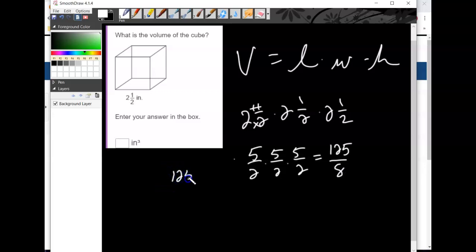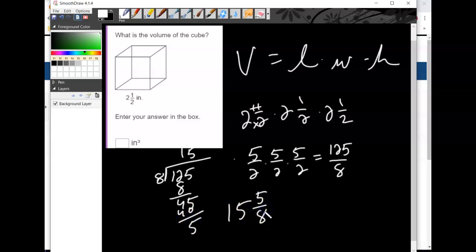We could turn that back into a mixed number by dividing it. 8 fits into 12 one time. How many times does 8 fit into 45? Well, 5 times 8 is 40. So just 5 times. Remainder of 5. So 15 with a remainder of 5 out of 8. 15 and 5/8. How does that look compared to what we got on the calculator?